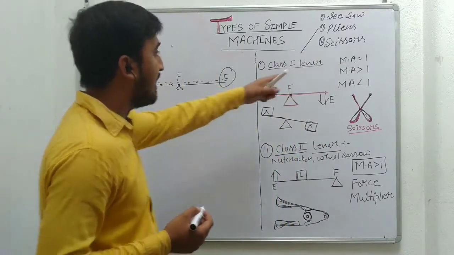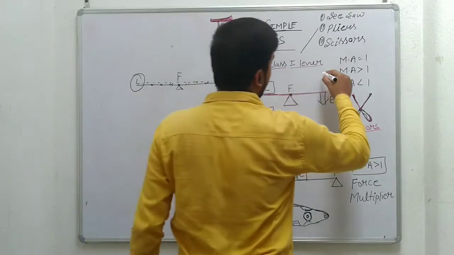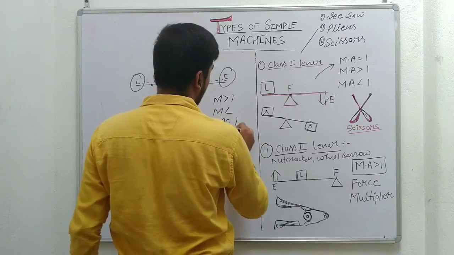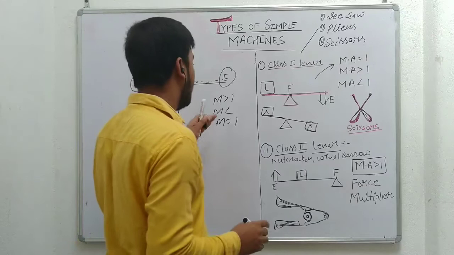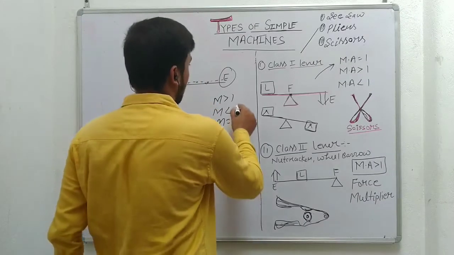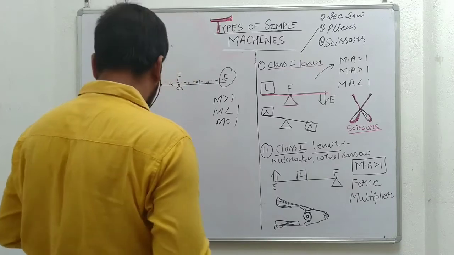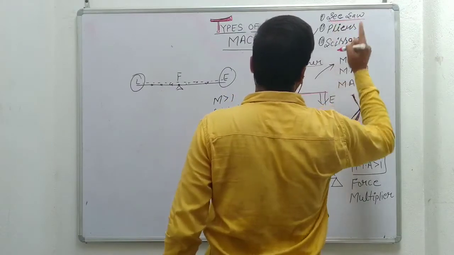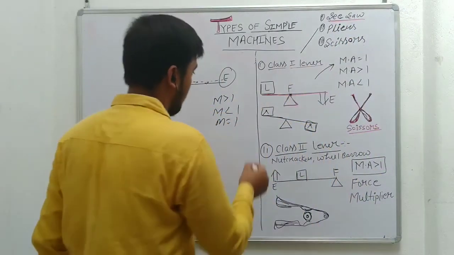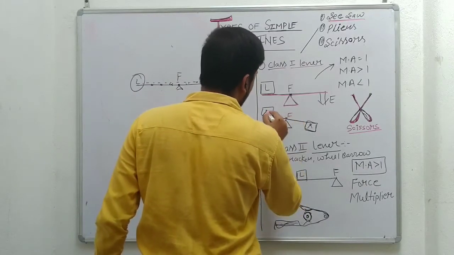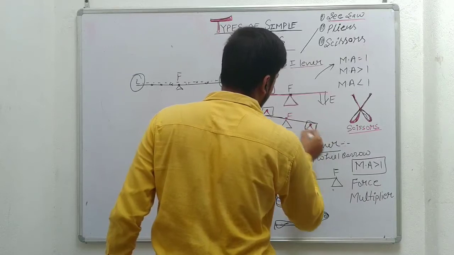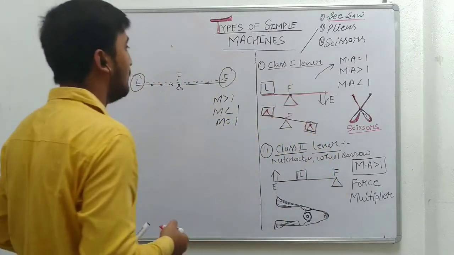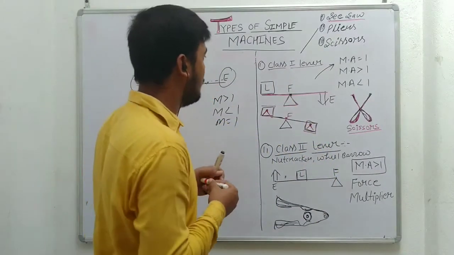In case of mechanical advantage, for class 1 lever, mechanical advantage may be greater than 1, less than 1 or equal to 1. There are different types of examples. Seesaw is the first example, which you can see in any playground. The fulcrum will be in between, and one person will sit on this side, another on that side. You have seen it a number of times in different playgrounds. Seesaw is an example of a class 1 lever.